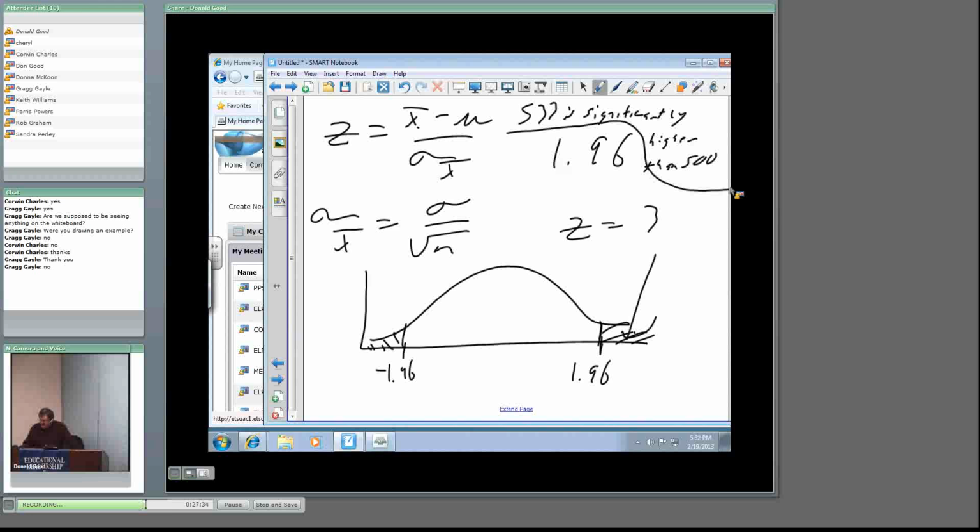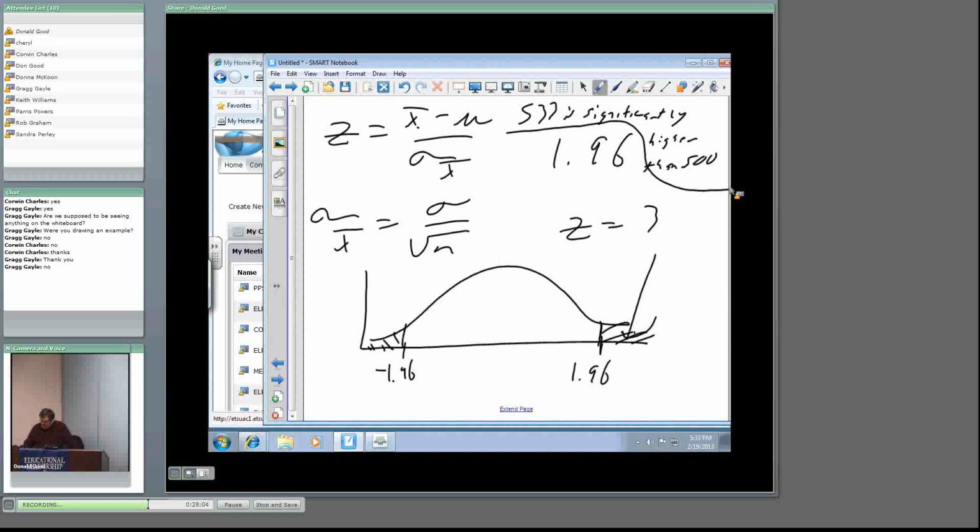And we found out that it's in the rare 5%. It could be on the high side or it could be on the low side. That means Z is either greater than 1.96 if it's rare on that side, or Z is less than negative 1.96 if it's rare on the low side. Well, our Z was 3. Because that 3 is larger than 1.96, our mean is significantly higher than the population mean.